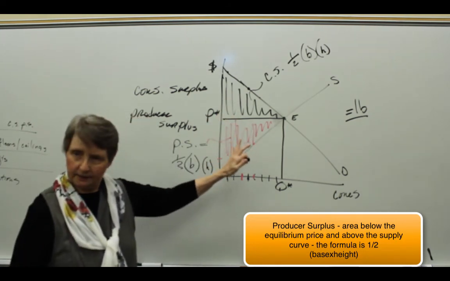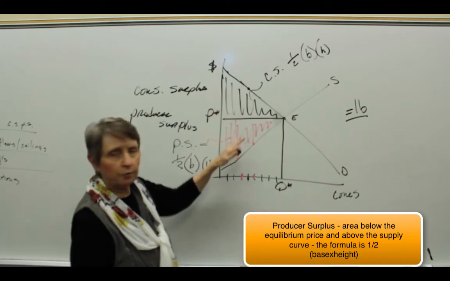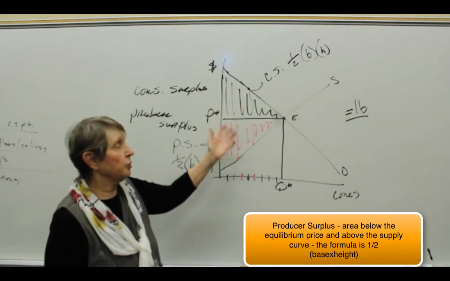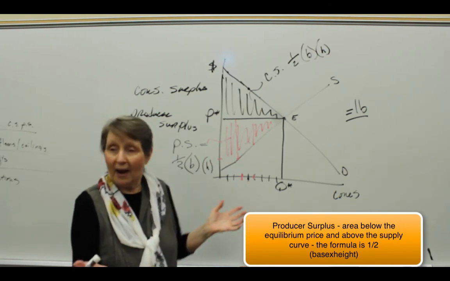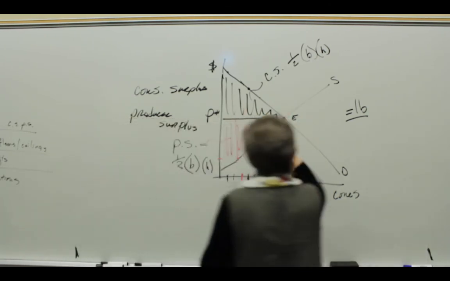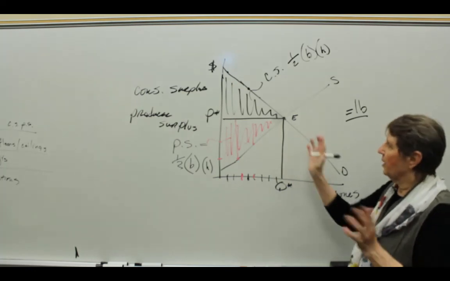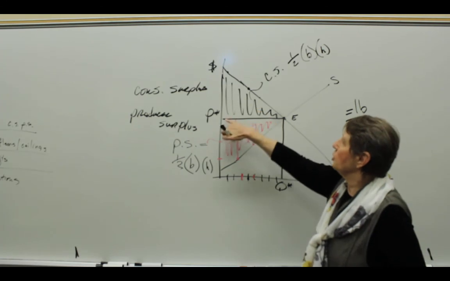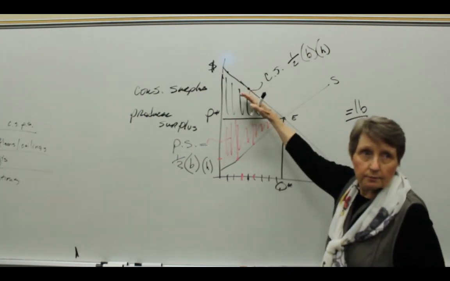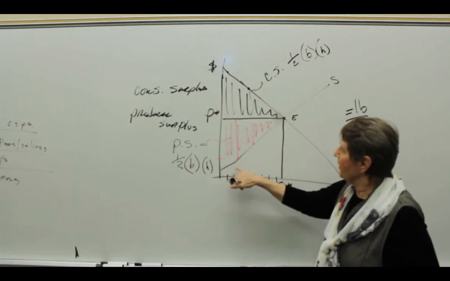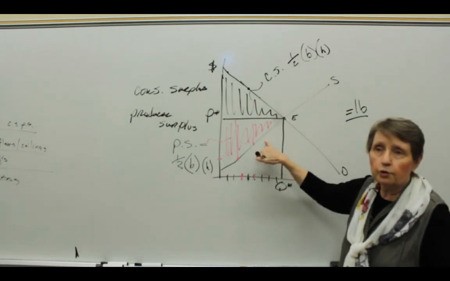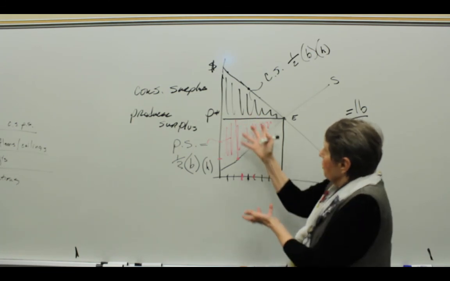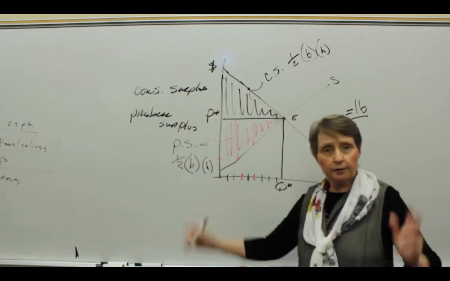So every market has consumer surplus and producer surplus. There's no reason to expect that consumer and producer surplus are the same dollar amount. It depends on elasticity of demand and supply, which we'll talk about later. But there are benefits over and above what the consumer pays, and there are benefits over and above what the producer demands to put the good on the market. So we have consumer and producer surplus in every market. It's a good thing.